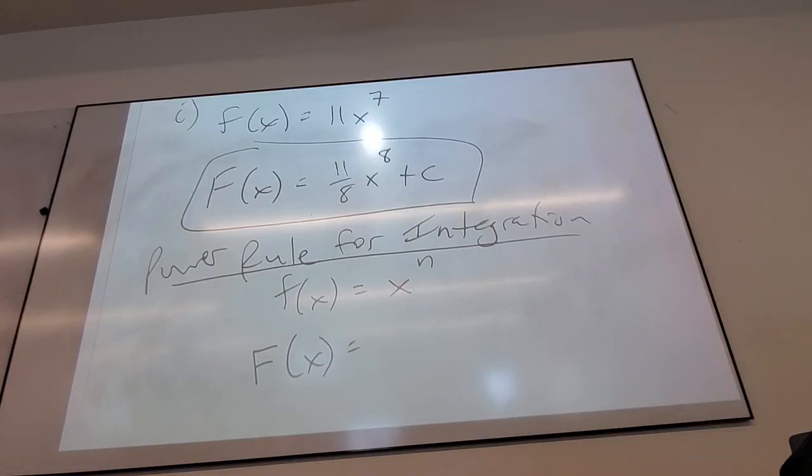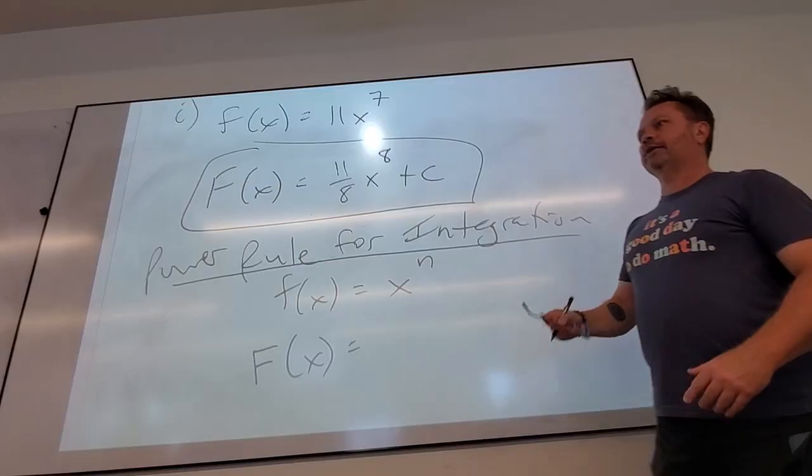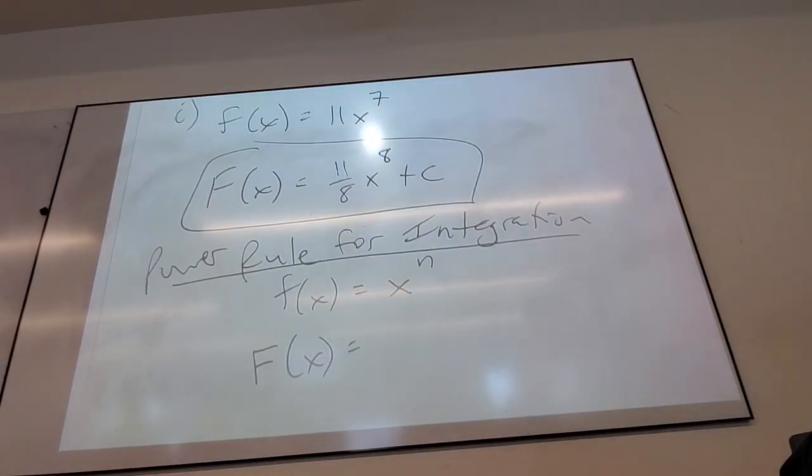Stay with me. So where must this have come from? What must the power have been before I took a derivative? You could do this: n plus one. One more than what it is currently, yes? Because how do I take a derivative? I make the power go down by 1. So how do I take an antiderivative? I make the power go up by 1.